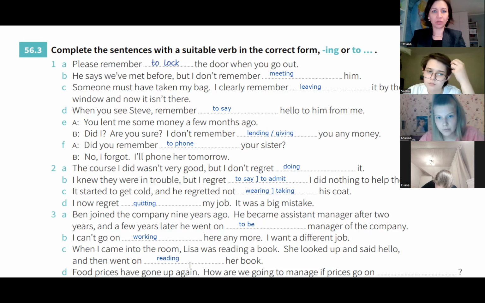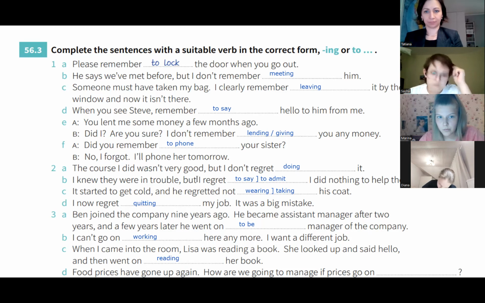3D, please, for Vanya. Food prices had gone up again. How are we going to manage if prices go on?